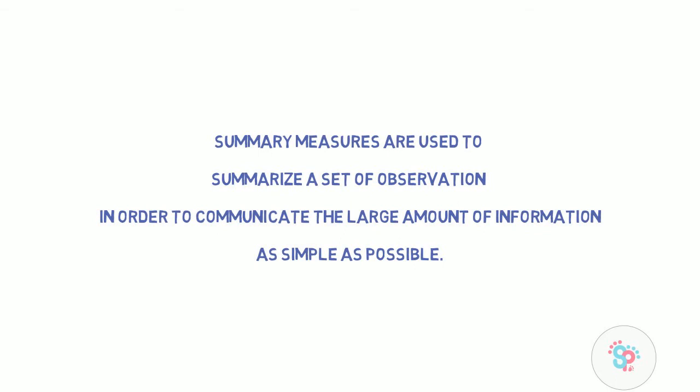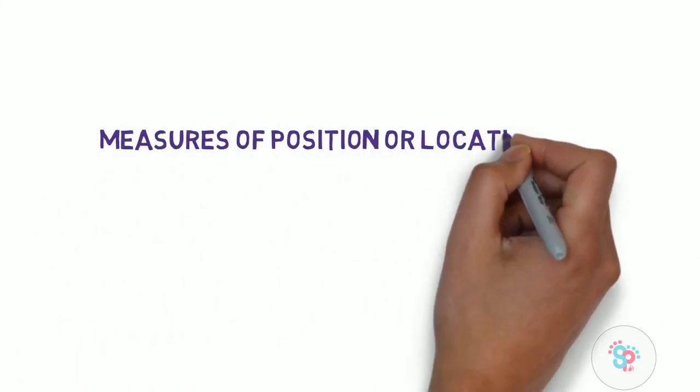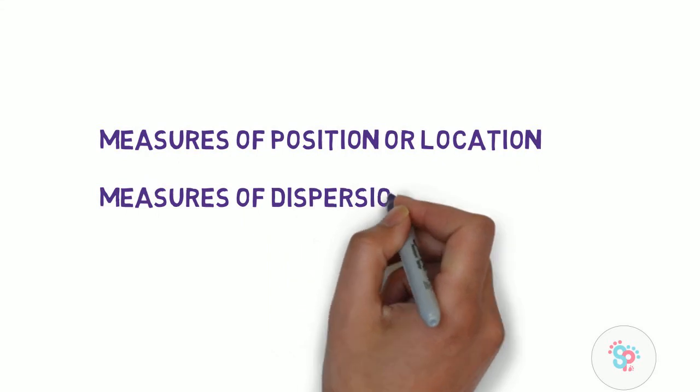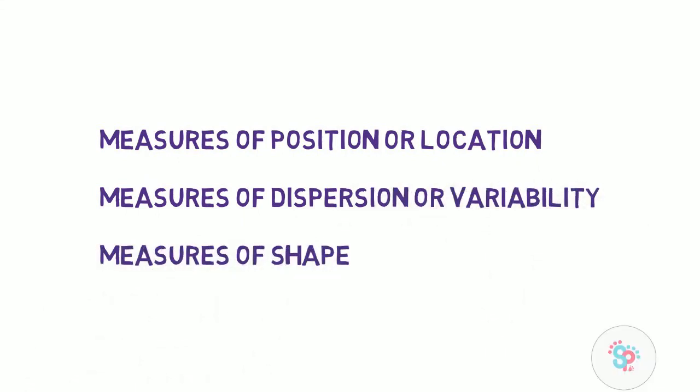Basically, in univariate descriptive statistics, there are three types of summary measures. The first one is measures of position or location. The second one is measures of dispersion or variability. And the third one is measures of shape. We will discuss everything in detail in the upcoming video series, so don't worry about it right now.